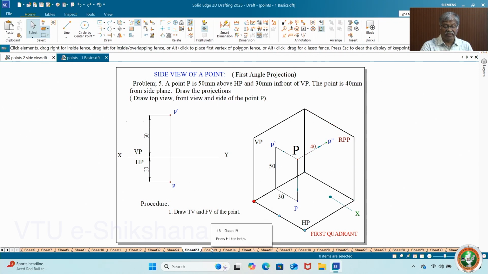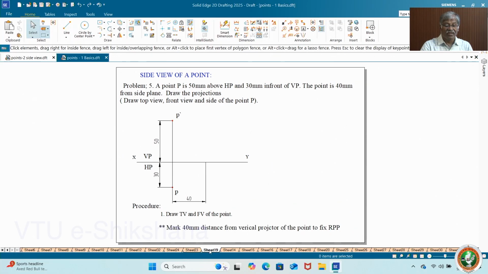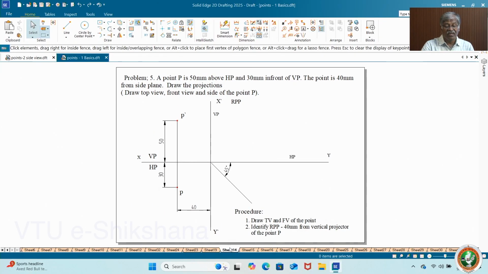How to draw it? Now I will keep 40 mm from the RPP to fix the RPP here. Then you have this line x1, y1. Let me call this RPP, and inside you will get the L shape. The vertical line of the L shape is VP and the horizontal line of the side plane is HP. Draw a 45-degree line to obtain the side view.